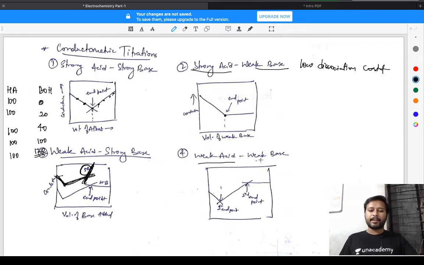And when you take weak acid and weak base, in that particular case, you will get two endpoints. Okay, you will reach two endpoints. Why? Because both of them are getting dissociated very slowly. So over here at this particular point, let's say some part of your acid got neutralized but not complete, and at this particular point the complete part of your acid got neutralized. Okay, so that is how you get two endpoints in this particular case.